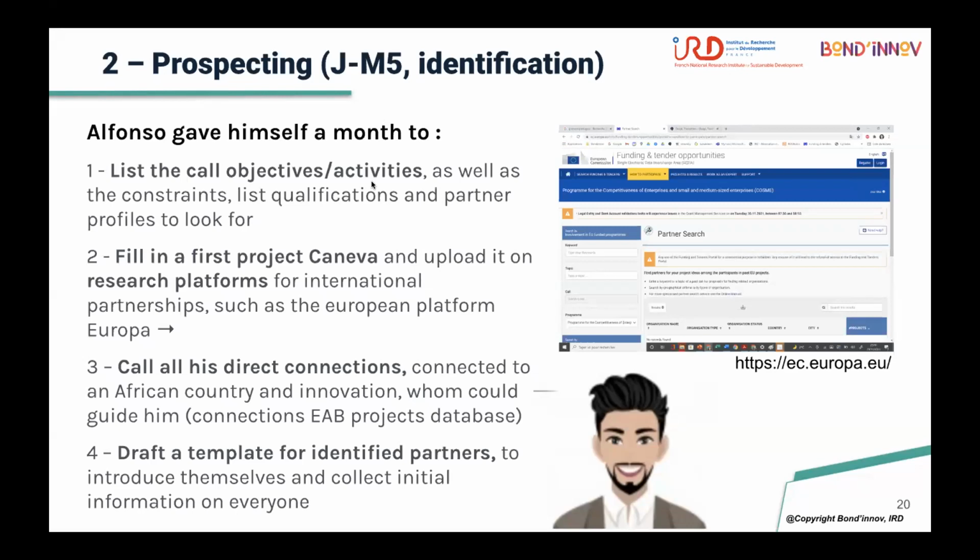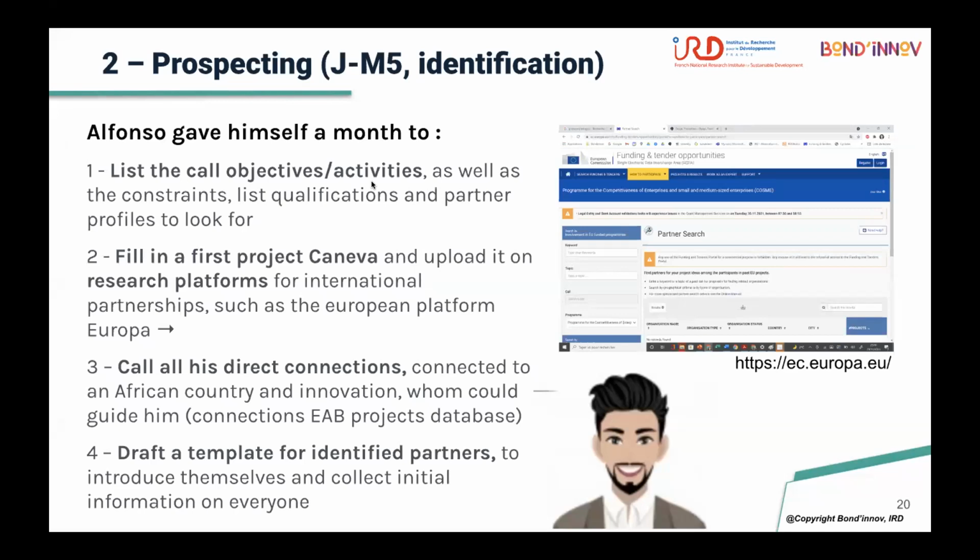This is also another advice I will give to our participants when you have a call. It's not only for the consortium, but for all the parts of the responding process. You need to, at the very beginning, read all the call and the main criteria in terms of budget, in terms of consortium, in terms of duration, etc. And second, Alfonso fills a first project template and uploads it on a research platform for international partnership.